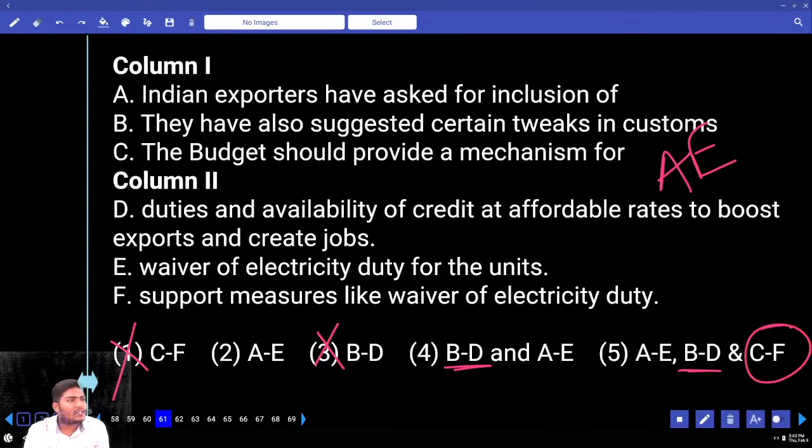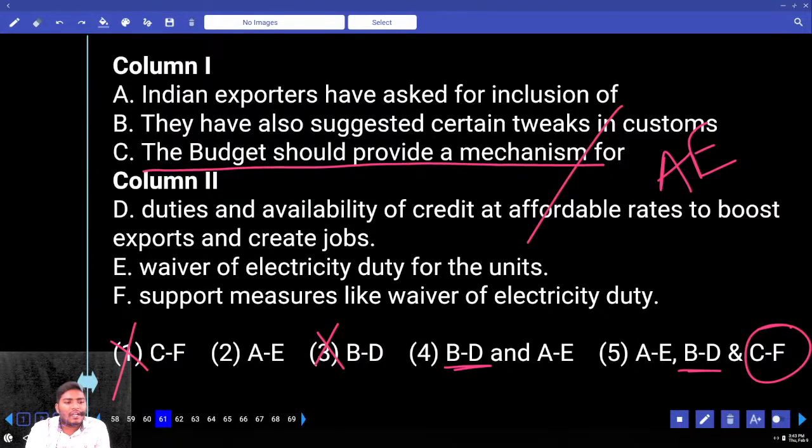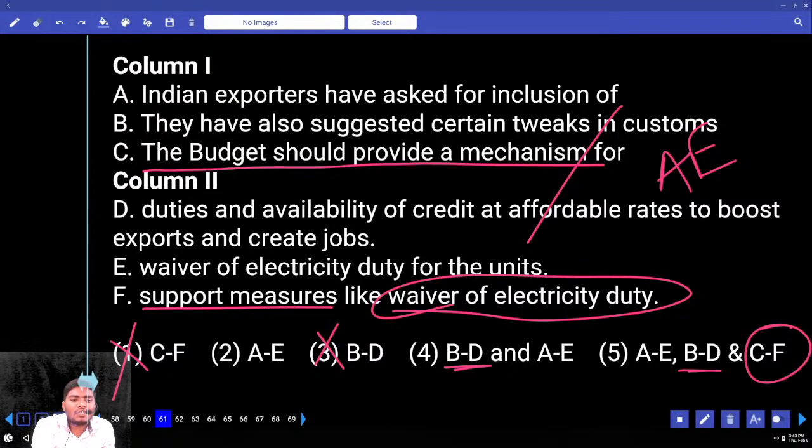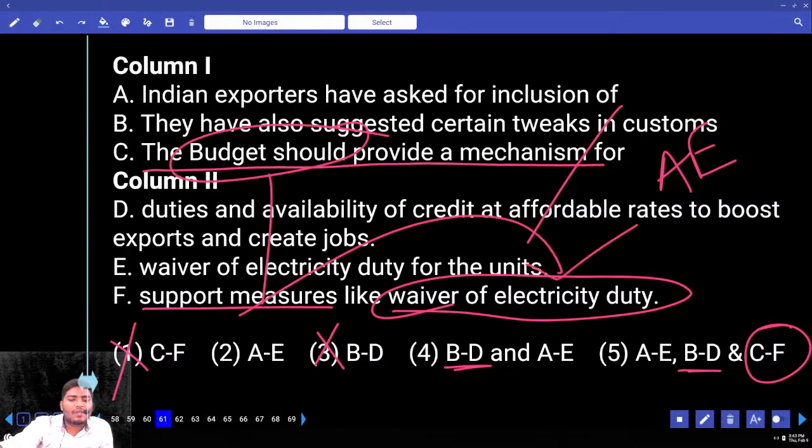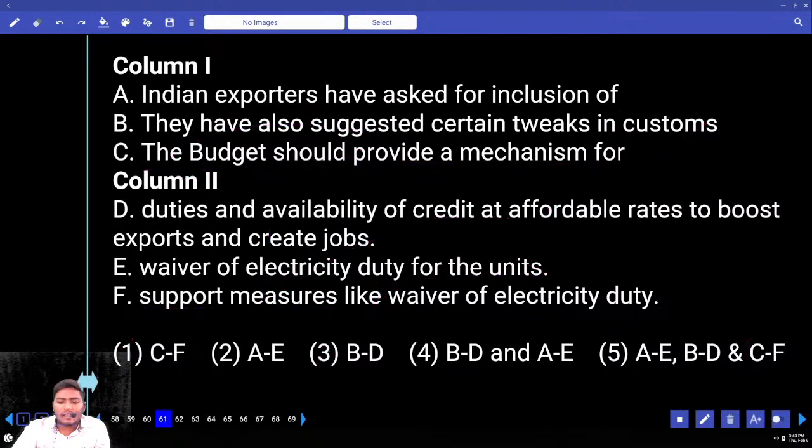Let us go with CF. If CF is correct, our answer is 5. Now, check with CF. The budget should provide a mechanism for something. What should be the mechanism? For support measures like waiver of electricity. So, budget should take some measures which are related to waiving of electricity duty. Is CF correct there? So, we can go for the fifth option.